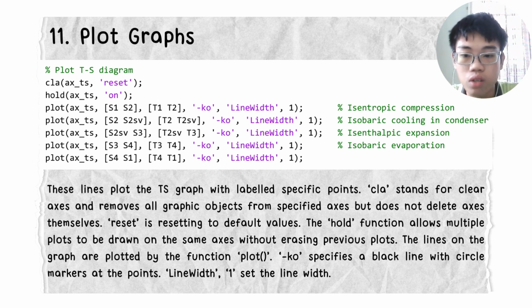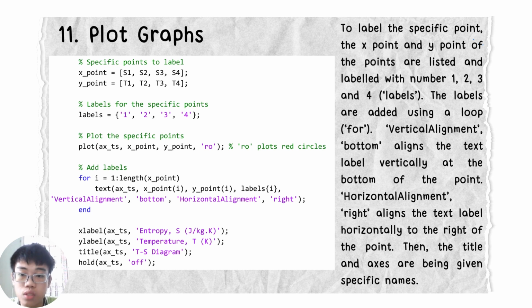The line on the graph is plotted by using the function plot, and the coding '-ko' specifies a black line with a circle marker at that point, and the line width 1 sets the line width. The coding shown here is used to plot the specific points of each step on the graph. To label the specific points, the x-axis and the y-axis values of the specific points are listed out and labeled with numbers 1, 2, 3, and 4 by using the function labels.